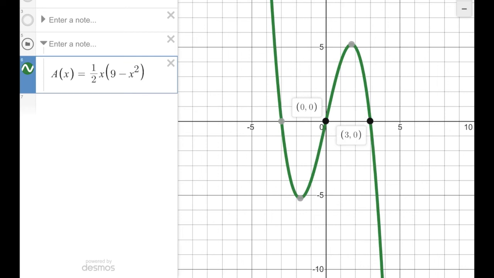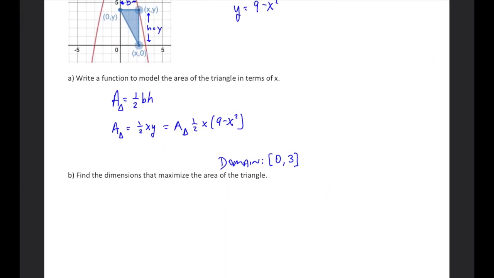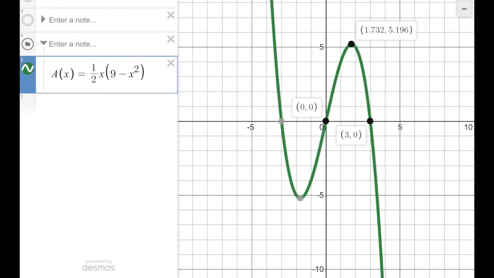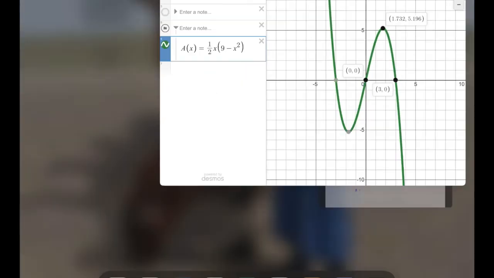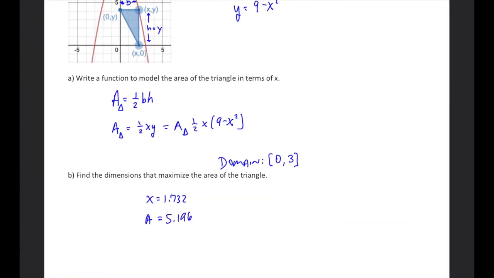We can see in between 0 and 3, there's a reasonable domain. We've got a maximum in there. The maximum value happens at x equals 1.732. Let's put that there. And our area, because our function is not x and y, even though we are graphing at x and y, our function is the area dependent upon x. So that 5.196 is the area. And square units, whatever we have.